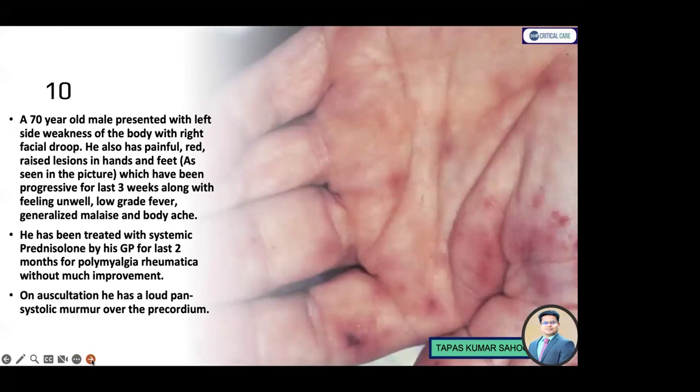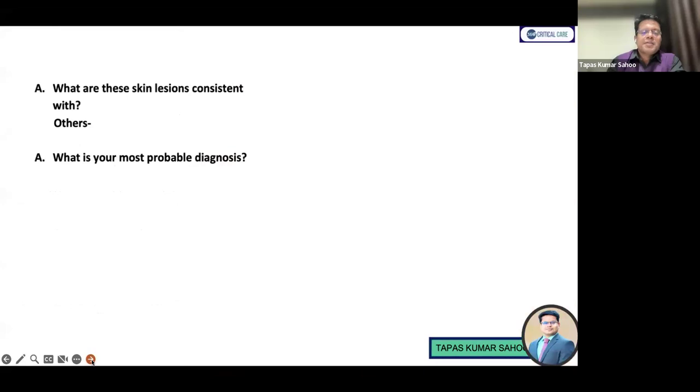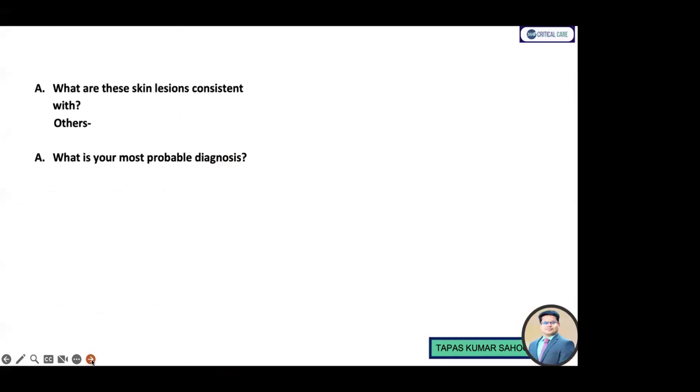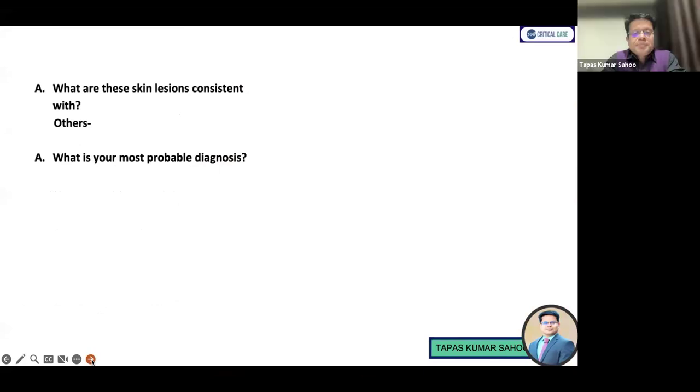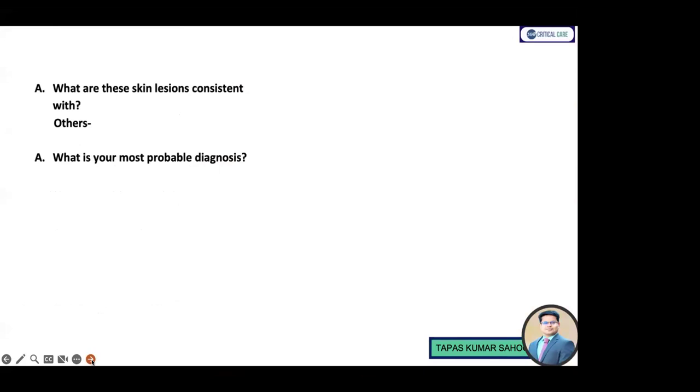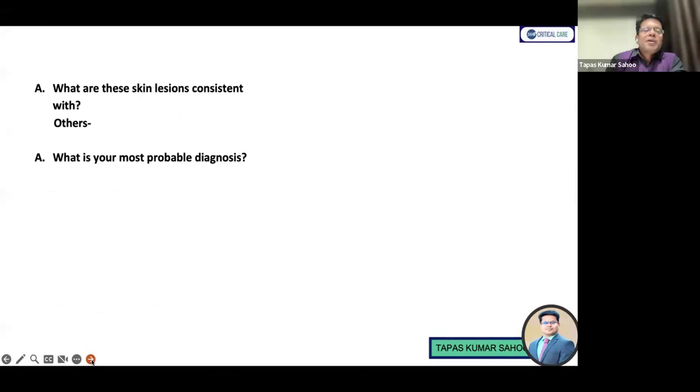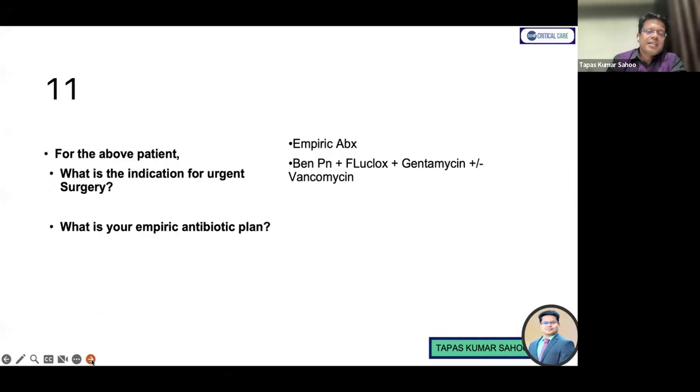Infective endocarditis. And what is the treatment? Antibiotics. Which antibiotics? Usually vancomycin, which will cover the gram positives. Okay, very good. So these skin lesions are consistent with, you have to remember, Osler's nodes, Janeway lesions, Roth spots, and the most probable diagnosis here is infective endocarditis.